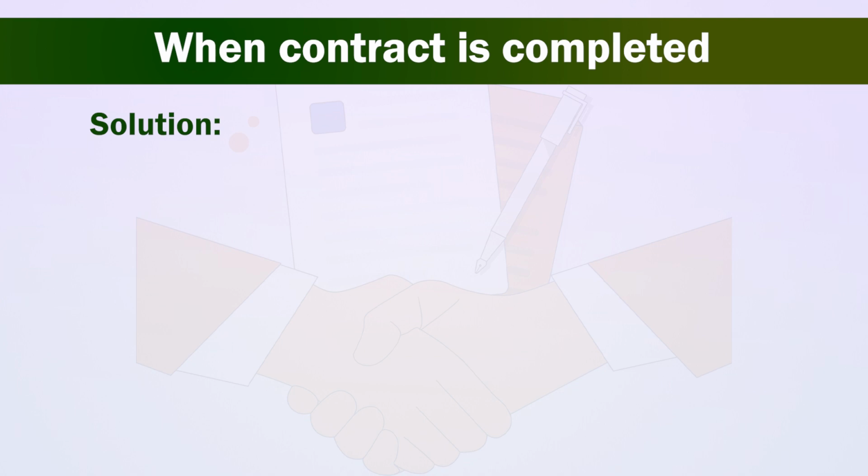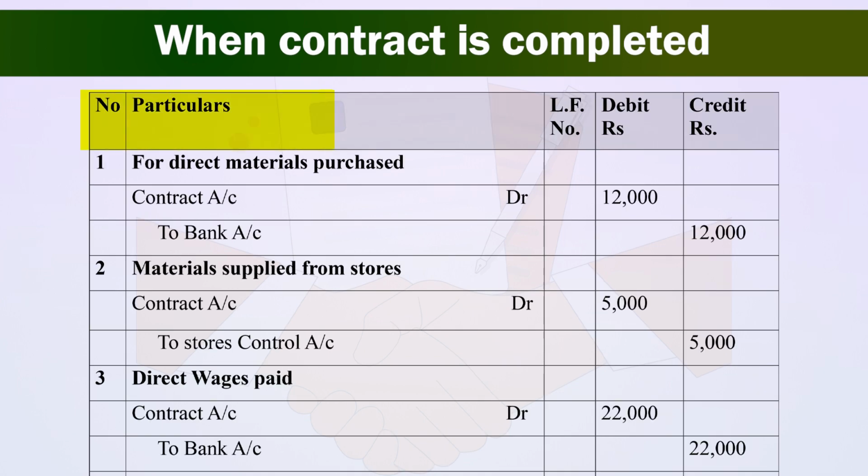Let's prepare solution. For solution, we'll prepare 5 columns. First one for serial number, second one for particulars, third one is for ledger folio number, fourth one for debit rupees and fifth one is for credit rupees. First item is for direct materials purchased. The journal entry is contract account debit to bank account by rupees 12,000. Second journal entry is for materials supplied from stores. It is contract account debit rupees 5,000 to stores control account rupees 5,000.